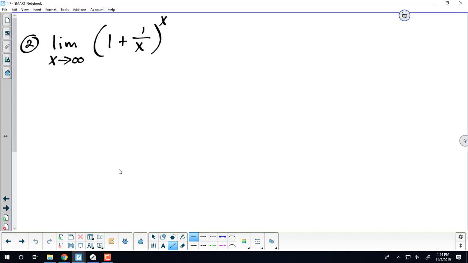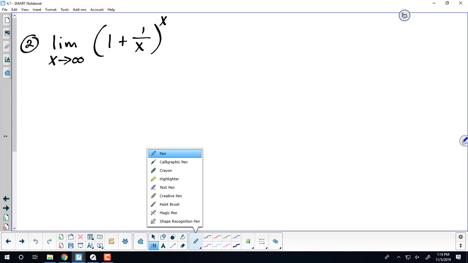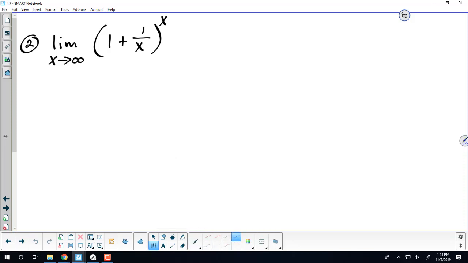Okay, so directly substituting, as x approaches infinity, what do we get? We get 1 to the power of infinity. Do y'all agree? The 1 over x, as x approaches infinity, is approaching 0. So 1 to the infinity.